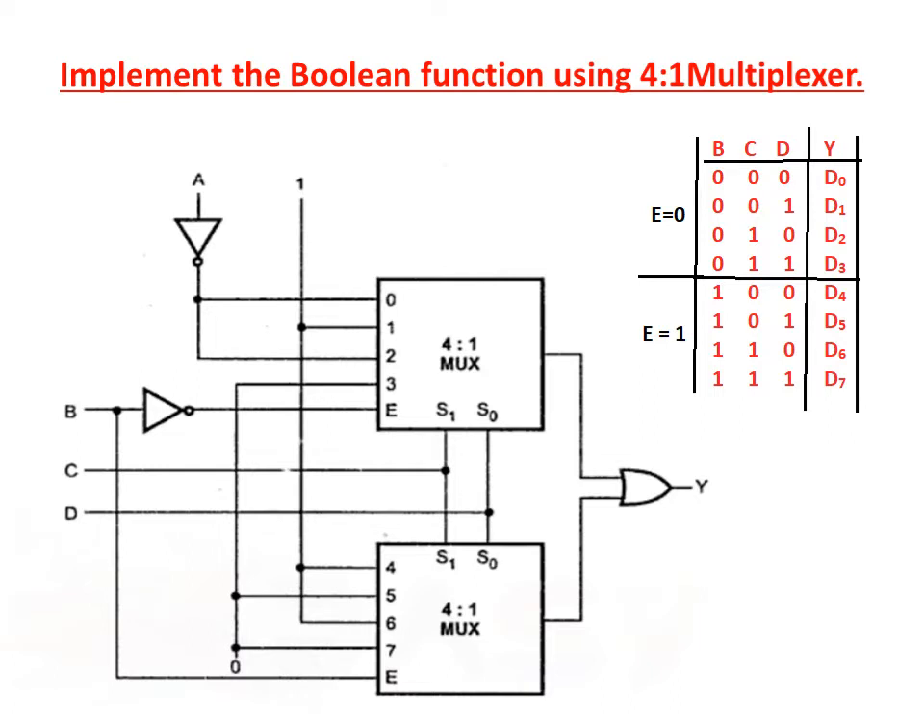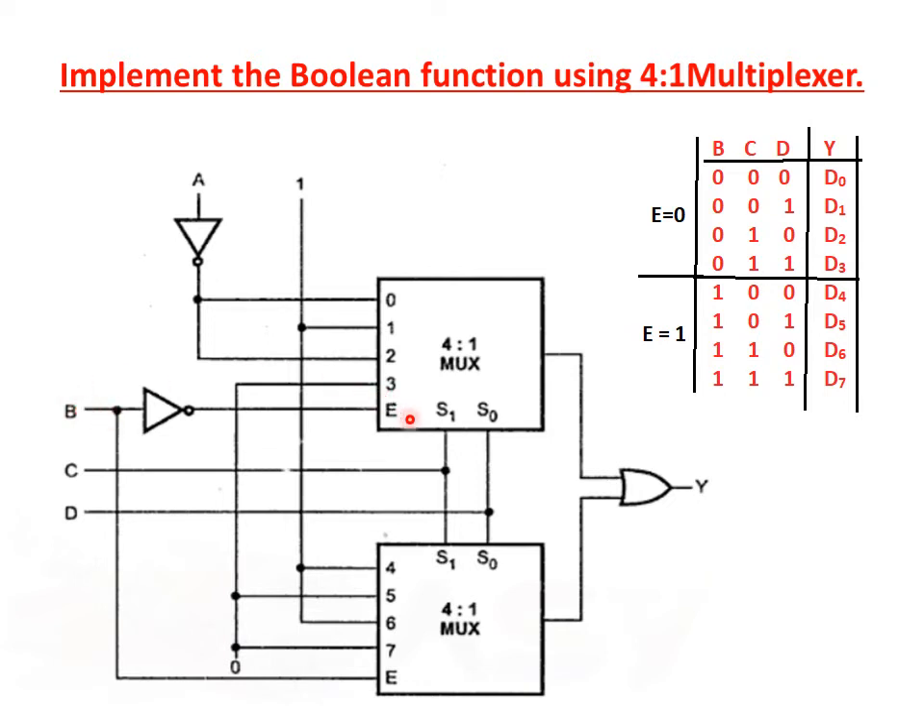This is the diagram representation for 4:1 multiplexer. The input variables are 8, that is 0, 1, 2, 3, 4, 5, 6, 7, and the selection lines are two, that is S1 S0. It's common for both multiplexers. The selection lines C and D are given here, and B acts as an enable input.